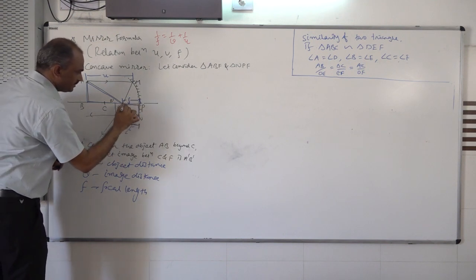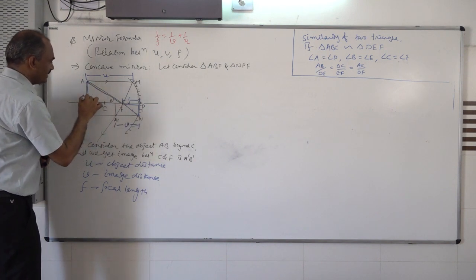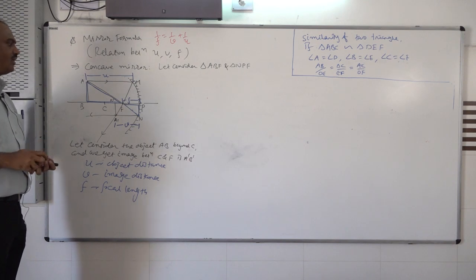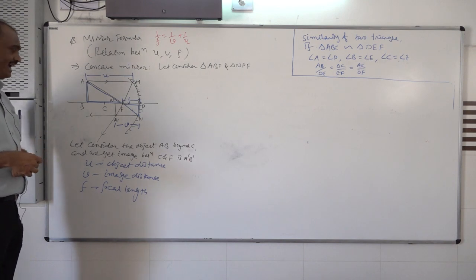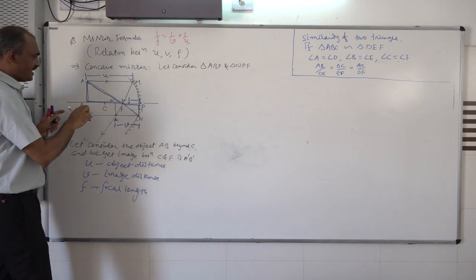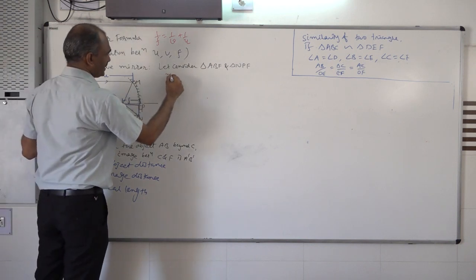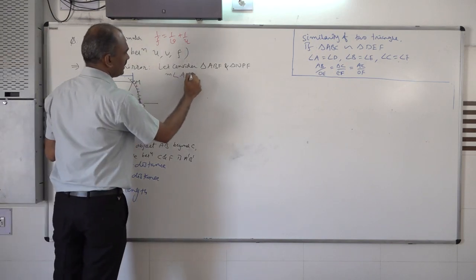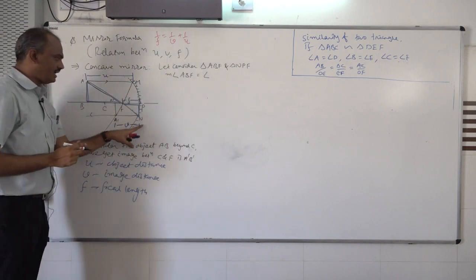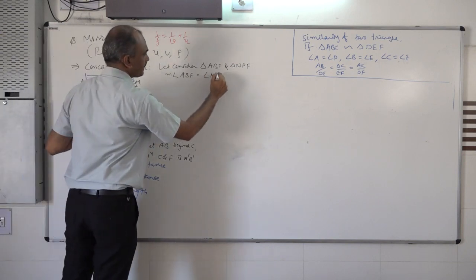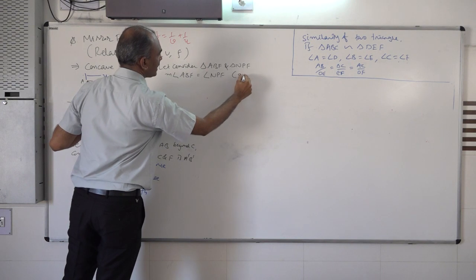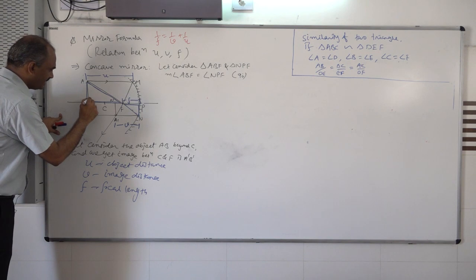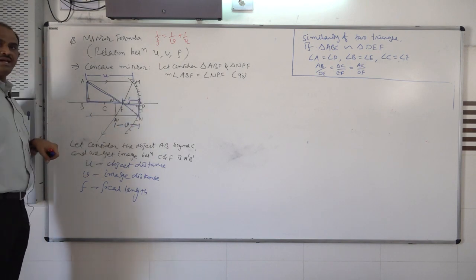We have to consider these two triangles, and we have to prove that these two triangles are similar. For that we can write the measurement of angle ABF. Angle ABF is equal to angle NPF because both angles are 90 degrees. So these two angles are equal.